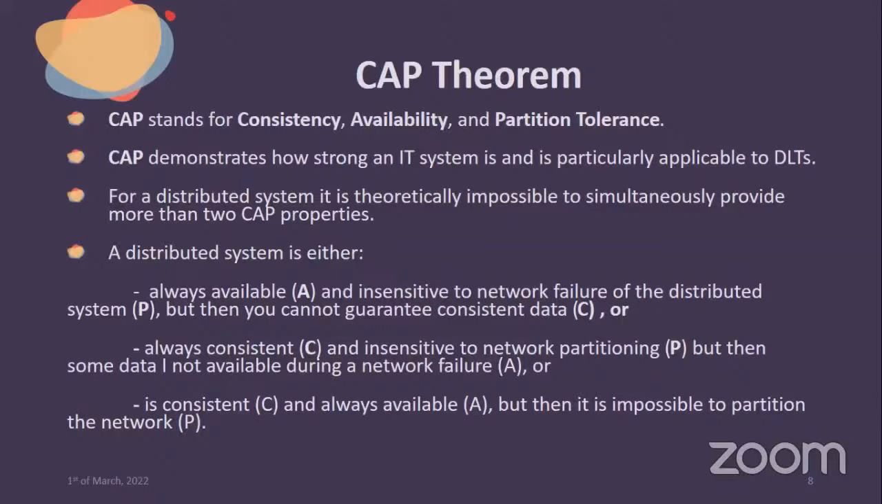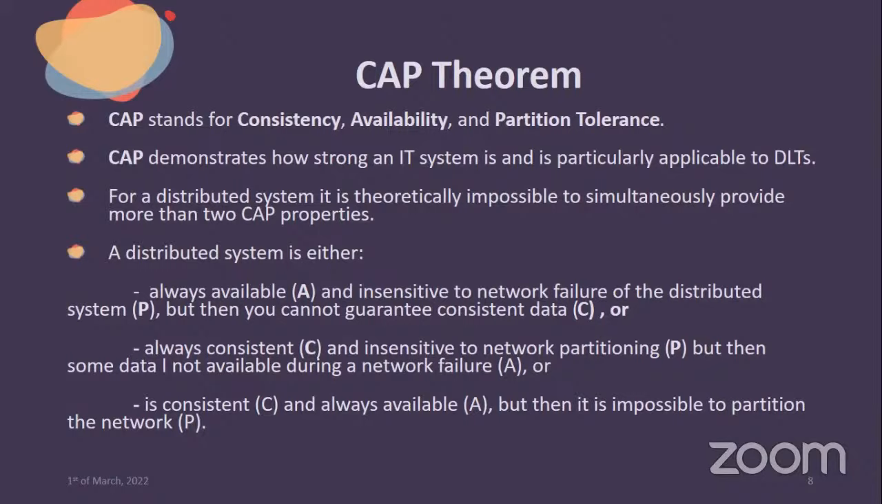For a distributed system, it is theoretically impossible to simultaneously provide more than two CAP properties. A distributed system is either always available and insensitive to network failure, but then you cannot guarantee consistent data. What that basically means is, if a node goes down or is not able to communicate new transactions to the general pool of nodes, the data is always going to be available from at least one node, and the network is insensitive to the failure of a single node. A perfect example of this is Bitcoin.